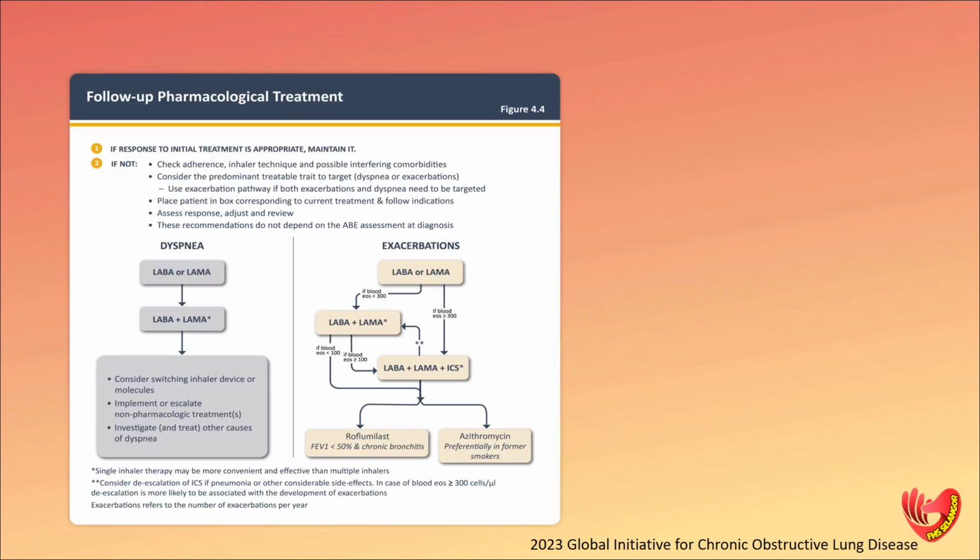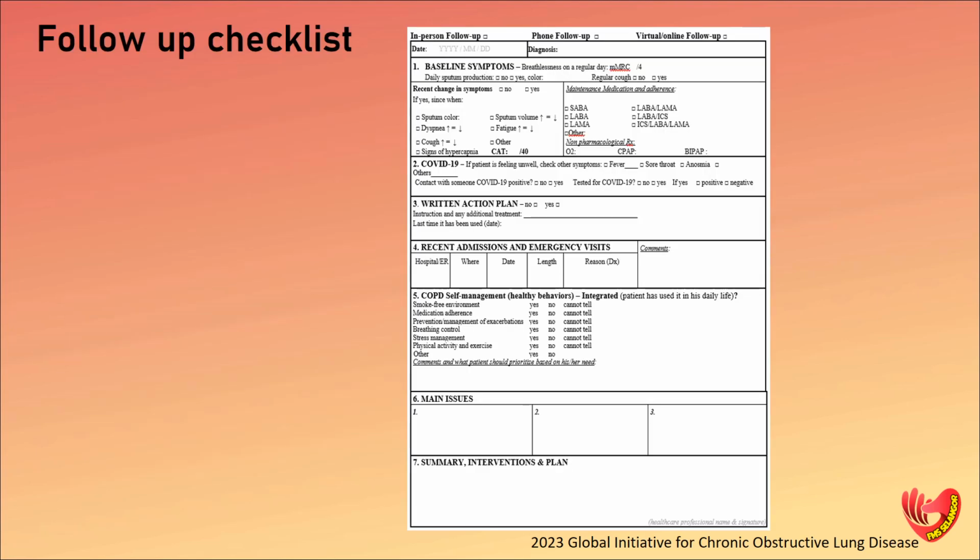This slide shows the follow-up pharmacological treatment algorithm, which will help us to determine our further management during follow-up. Determine predominant complaints such as dyspnea symptoms or frequent exacerbation episodes to help us with which pathway that we can use. This is an example of a follow-up checklist that we can use during patient consultation.